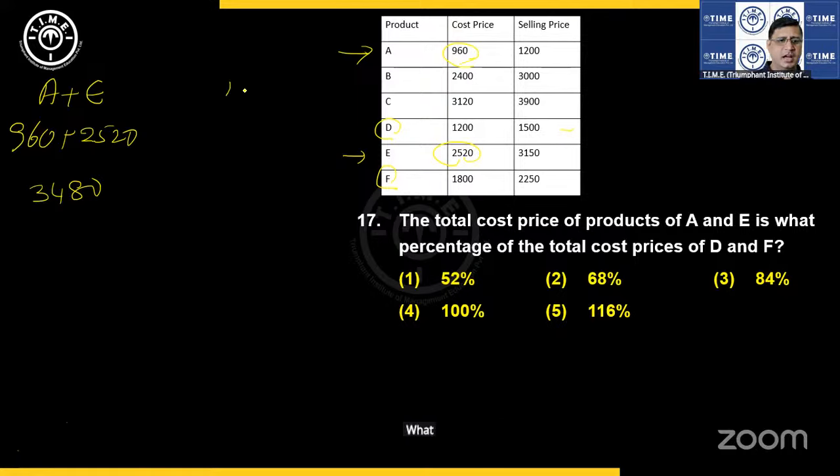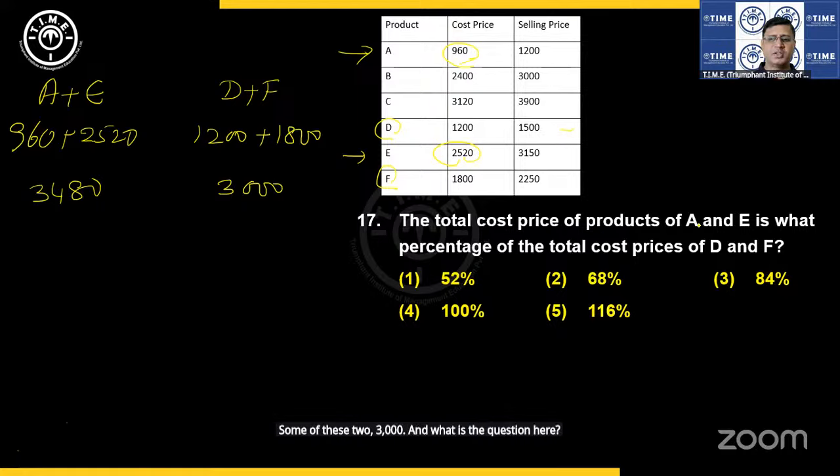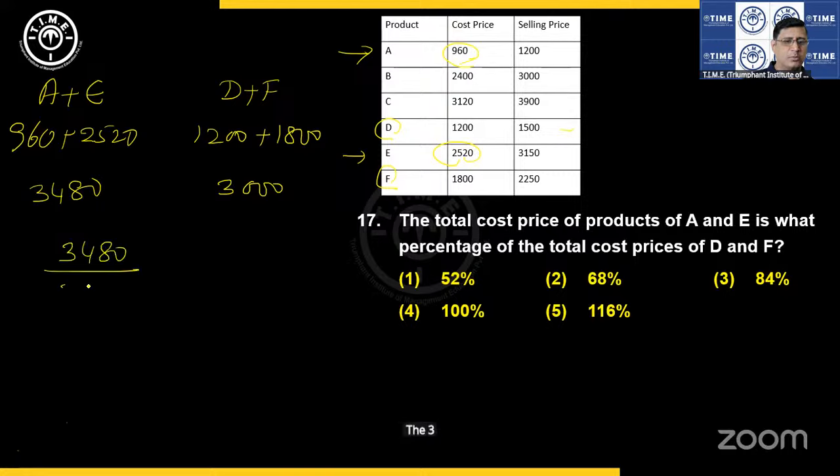What about the D and F? D and F, again cost price to be found. D value is equal to 1,200. F value is equal to 1,800. Sum of these two, 3,000. And what is the question here? The cost price of the product A and E is what percentage of the total cost of D and F? So 3,480, what percentage on 3,000?